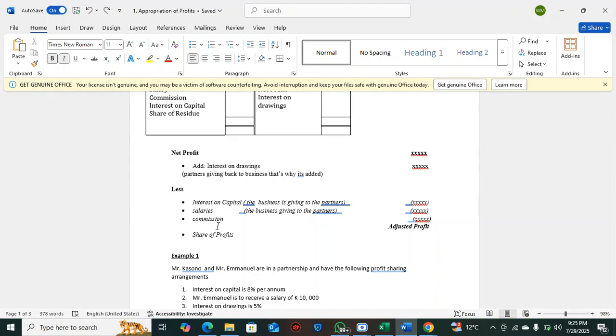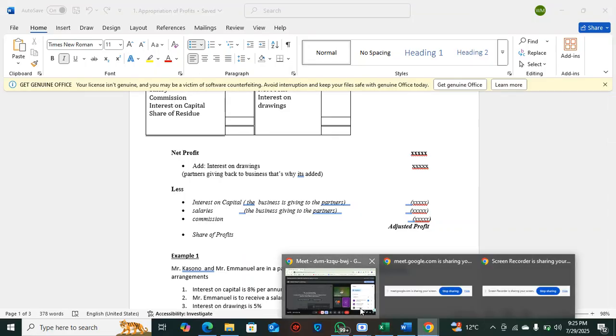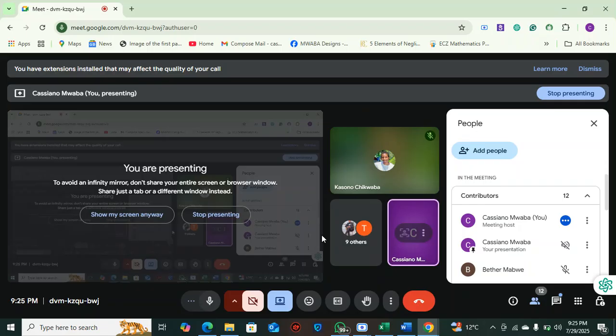It's nice to be in a partnership. Huh? You earn a lot of money: interest on capital, salaries, commission. Then you also share the profits again. Isn't that a nice thing, colleagues? Can't you get rich even? All that money coming to you.